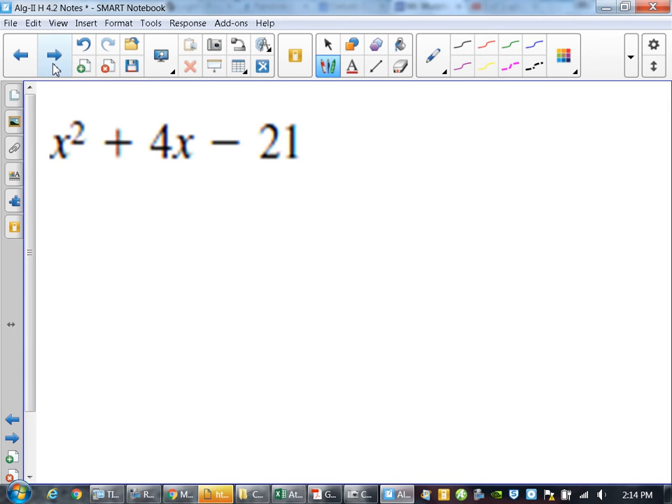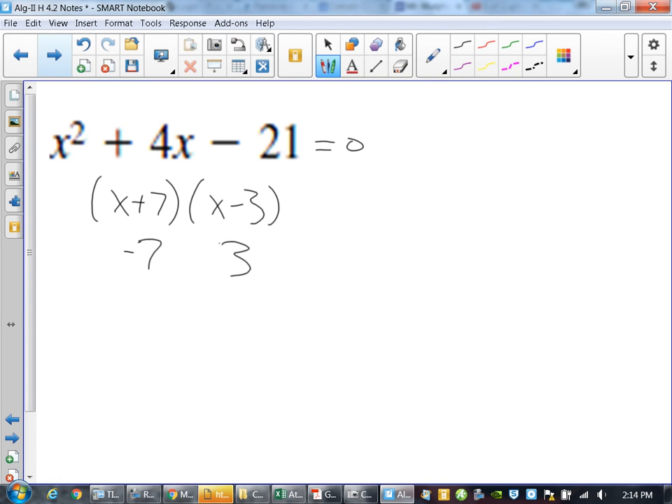What were your terms? Does it matter which one goes first? Nope. If this set equals 0, what would be your zeros? Negative 7 and 3. Where does it cross the x-axis? Negative 7 and 3. Yeah. Remember, when I ask for zeros, it's the same thing as the x-axis intercepts. It means the same thing.